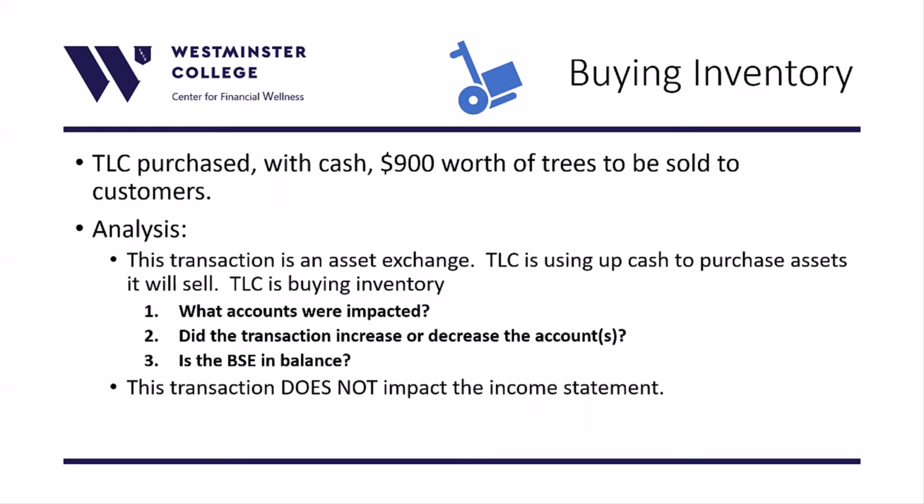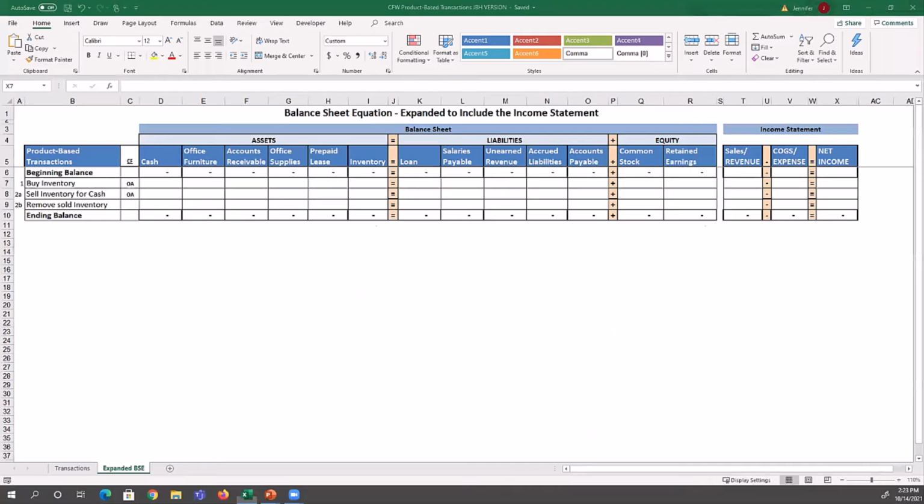I'm going to bring up my balance sheet equation. TLC purchased this with cash, and they're receiving a new asset. So let's look and see what we have. We've got our cash. We know that we're decreasing that, so I'm going to go ahead and put a negative 900 here. And the asset that we're receiving is specifically called inventory. So I'm going to go ahead and increase that inventory account.